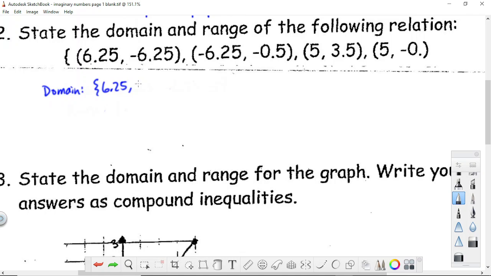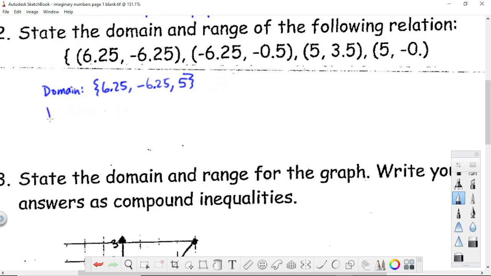So we have 6.25, then negative 6.25 is the next x that appears, and then the next one is the 5. And then the last one, we've got another 5, but we don't have to write down 5 twice, and we shouldn't. We should only write it once. I inadvertently erased it. So we've got all 3 of them. There's only 3 different values, the 6.25, negative 6.25, and 5.